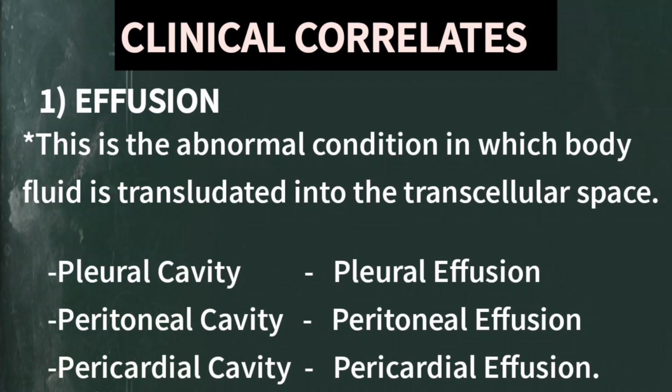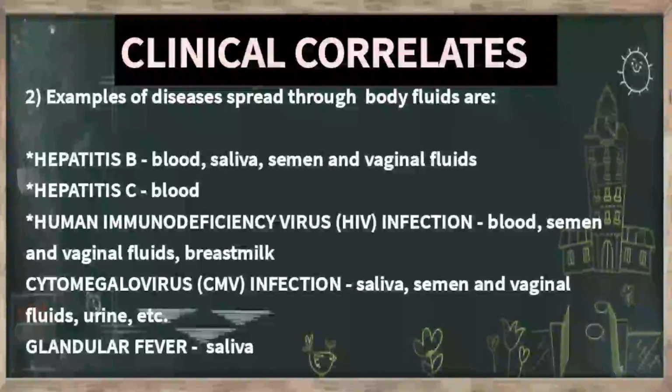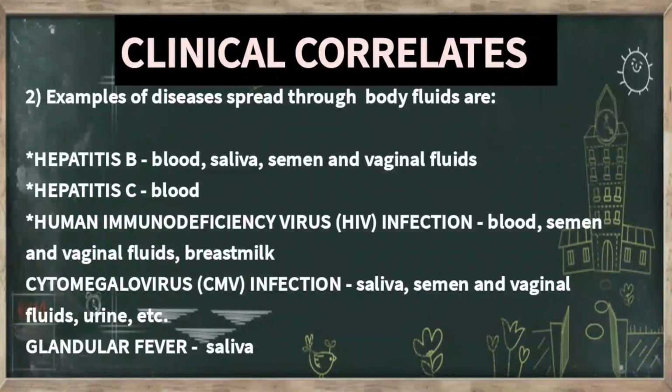And also, the examples of diseases that spread through body fluids, they are one, hepatitis B, spread through the blood, saliva, semen, and vaginal fluid. The second one is hepatitis C. This one is spread through the blood. The third one, the human immunodeficiency virus, HIV infections. This is spread through blood, the semen and vaginal fluid, and breast milk.